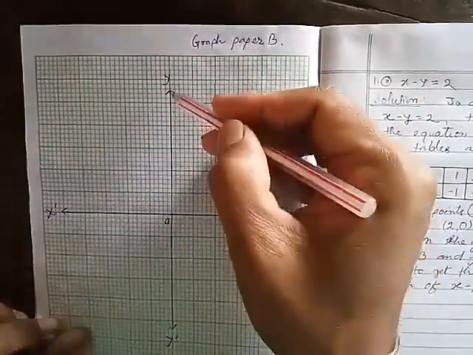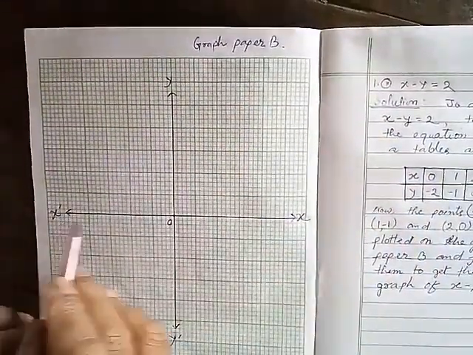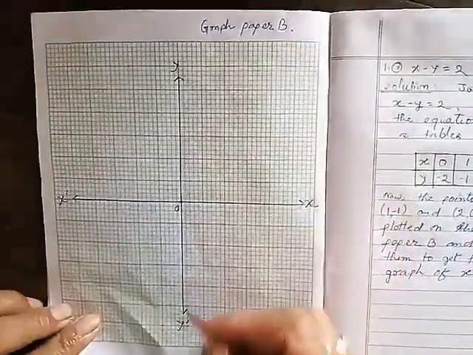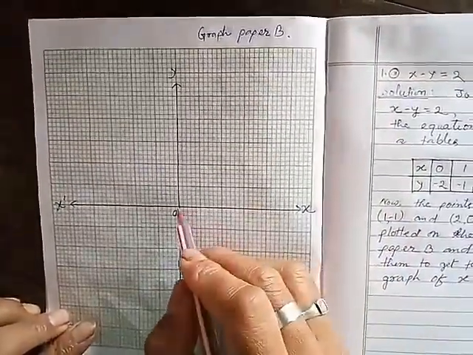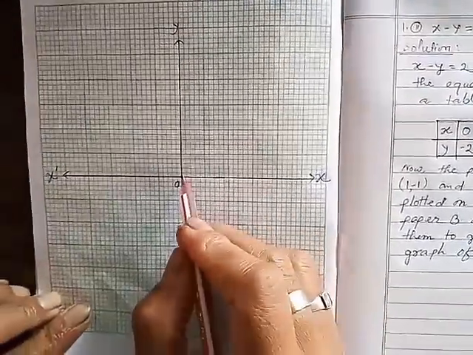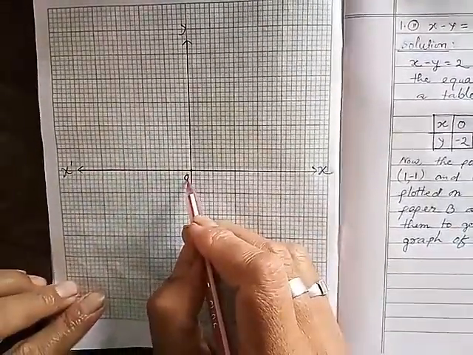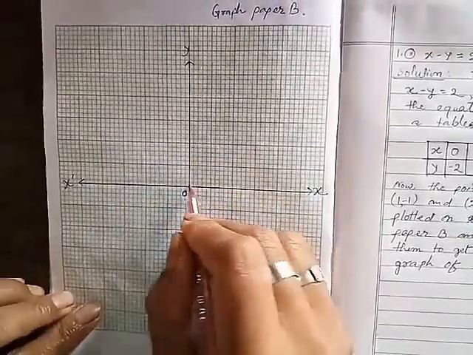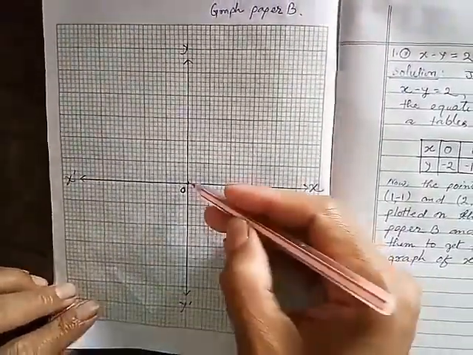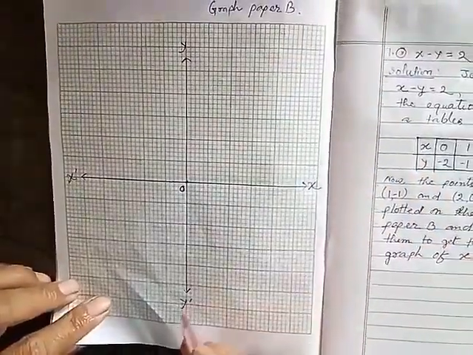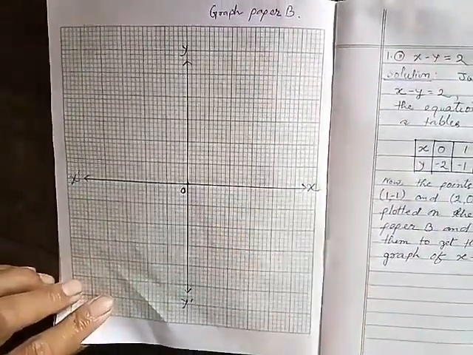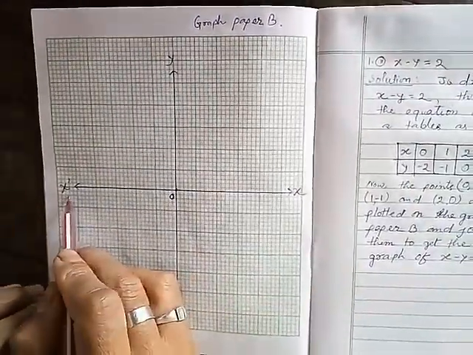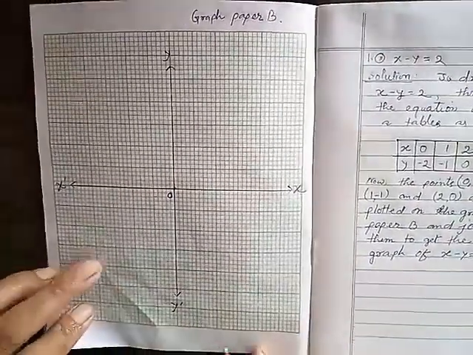First of all, you have to draw the y-axis and x-axis. This horizontal axis is called the x-axis and this vertical axis is called the y-axis. And wherever the x-axis and y-axis intersect, this is called the origin. This is indicated with O. The x coordinate is 0, and here the y coordinate is also 0. And this is y, this is y dash, meaning the negative side of the y-axis. This is x and this is x dash, the negative side of the x-axis.